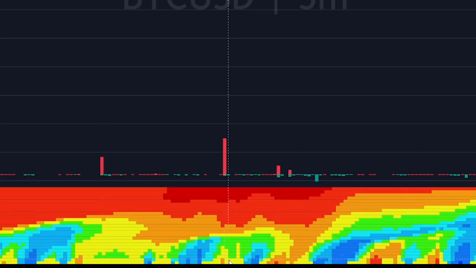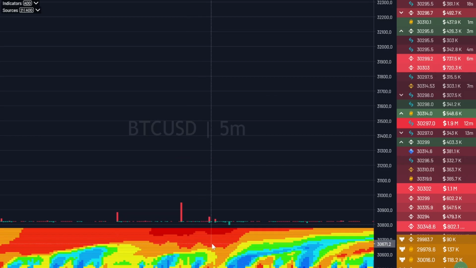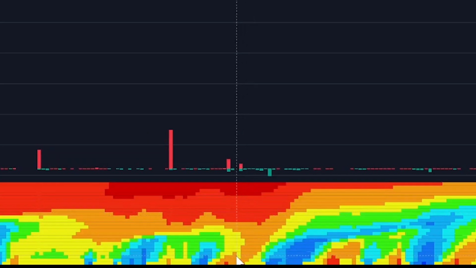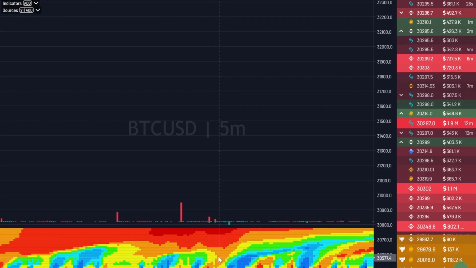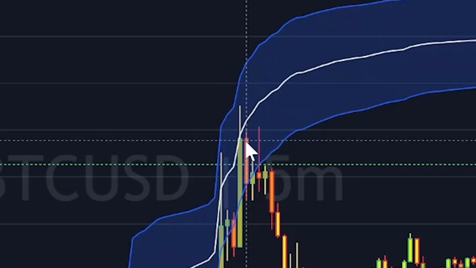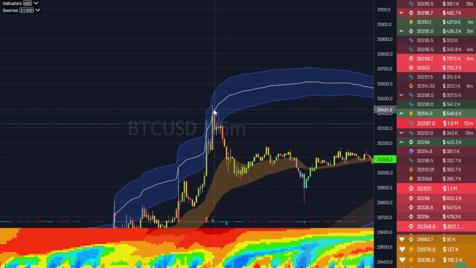You go, well, what do we got here? So we got green, we got some blue. I'm not liking this. And then boom, yellow, orange across the entire board, and even some more liquidations here. This right here is where I took my short. Let's see where that was. Right there, top. So that's right in the middle of the bands.